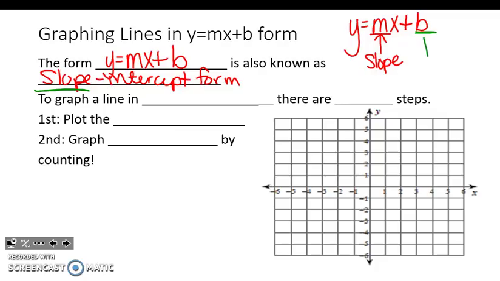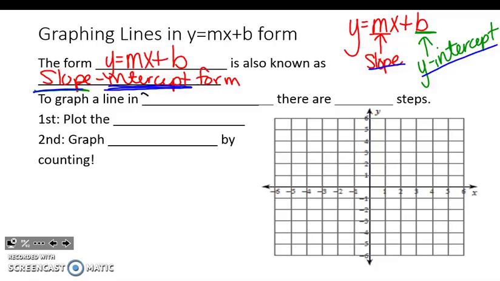The b value is going to be our y-intercept. It is where the equation, the graphed line, is going to intercept the y-axis on the graph. So it's where we come up with the name of slope-intercept. It's from the slope and the y-intercept within the equation.